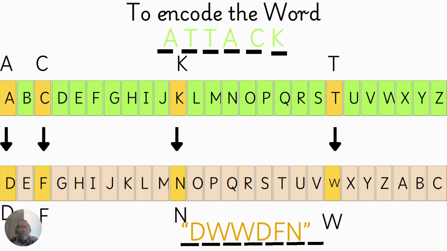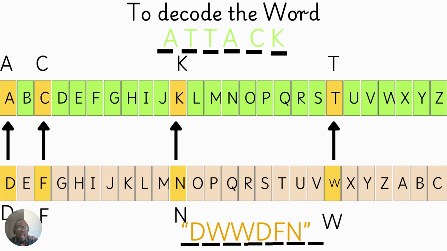And so Caesar would send his spies with the secret message DWWDFN, and when the enemies intercept the message, they will be wondering, what does this mean? This has absolutely no meaning. And by that way, he was able to preserve the secrecy of his message.